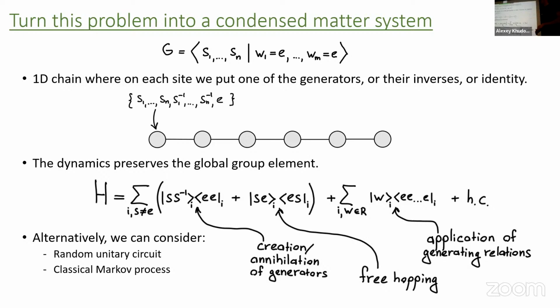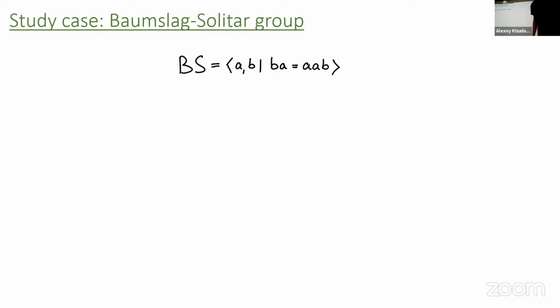I wrote down a Hamiltonian, but nothing really will change if we instead consider random unitary circuits or even just classical Markov processes, which just update the string. So let me introduce our study case, the simplest group that we could come up with that has these interesting properties. It's called the Baumslag-Solitar group. It just has two generators, A and B, and a single generating relation, which is BA equals A squared B. In the generating relation, you can see that when A hops from right to left across a B, it doubles in size.